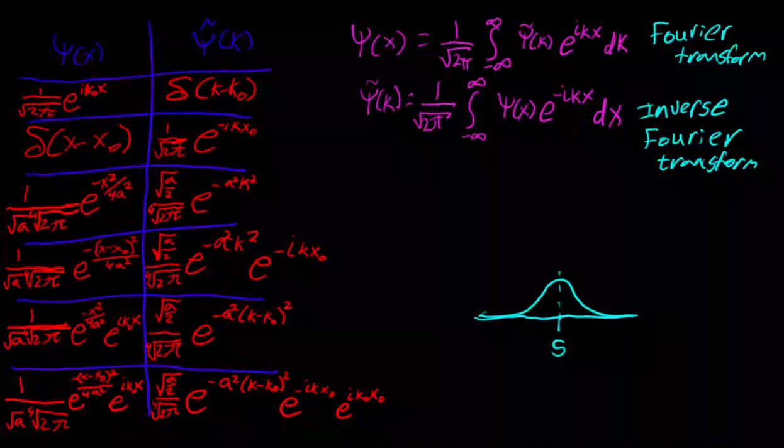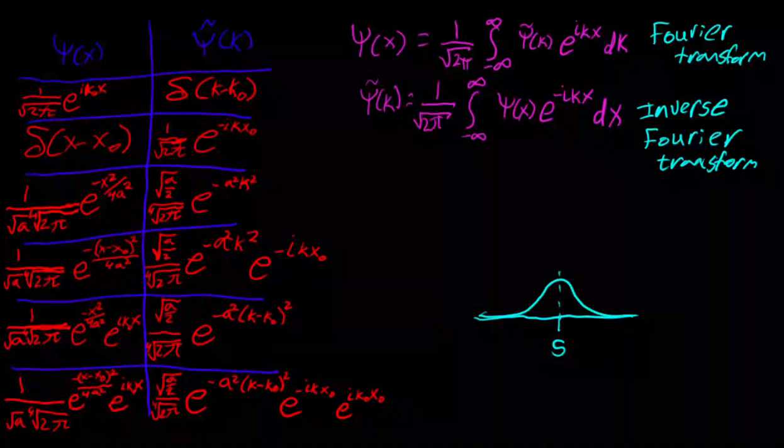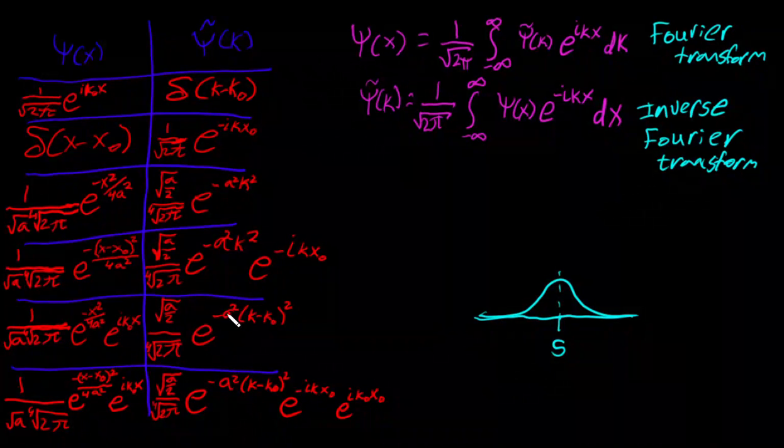But note, for all of these, the widths behave the same way. If I have this 1 over 4a squared as the coefficient to the x squared, no matter whether it's shifted or not, the coefficient that goes with the width is a squared, right? So the widths are inversely proportional.